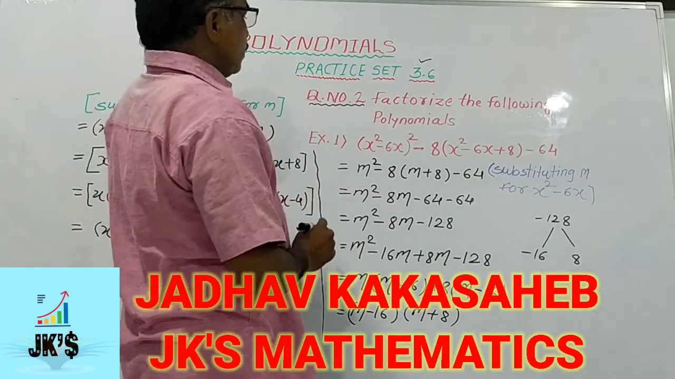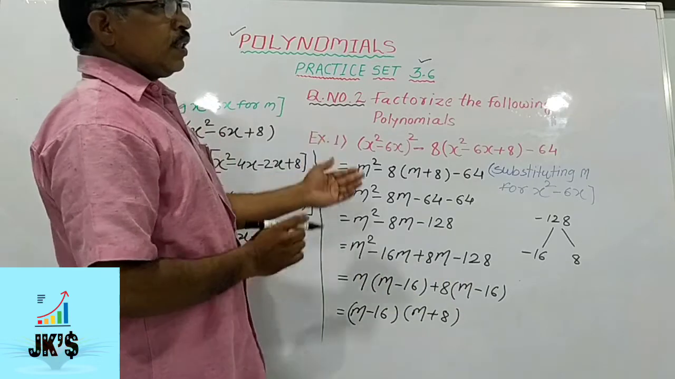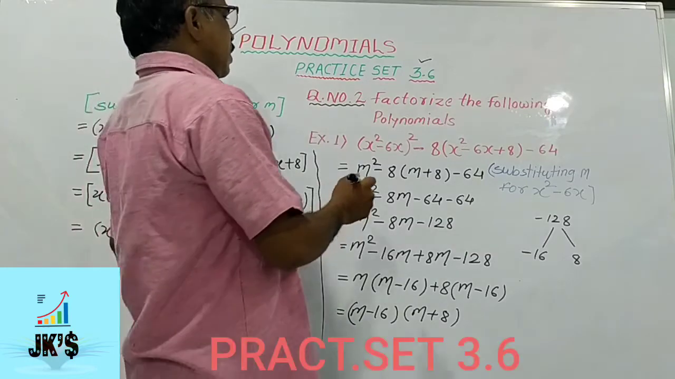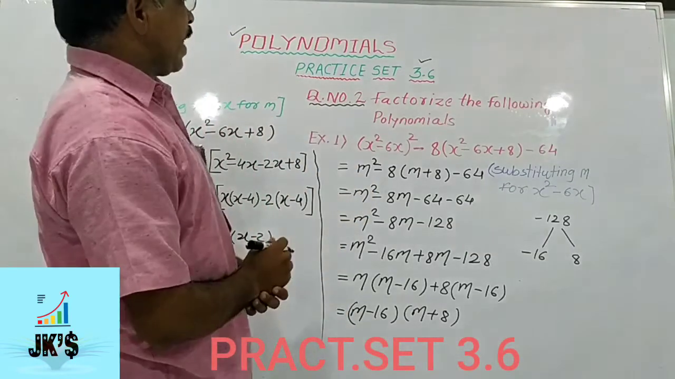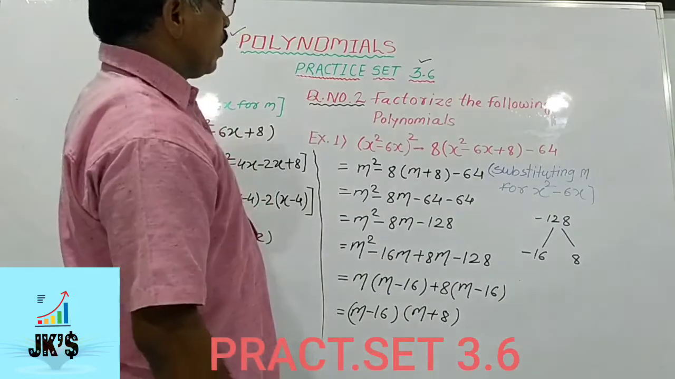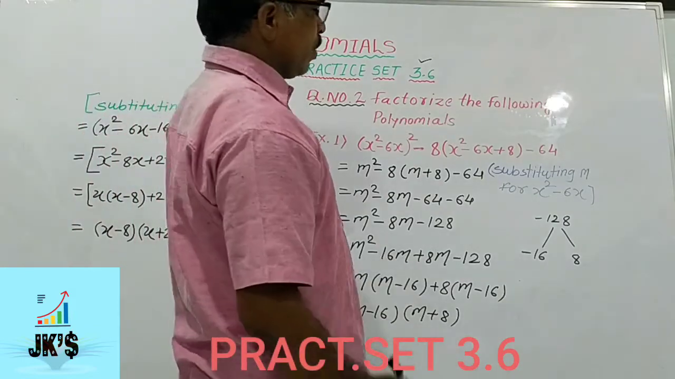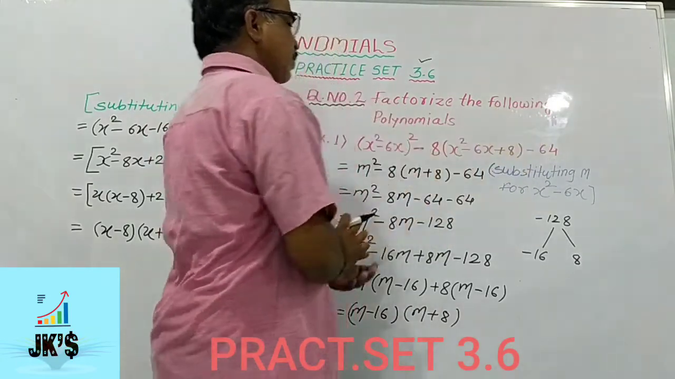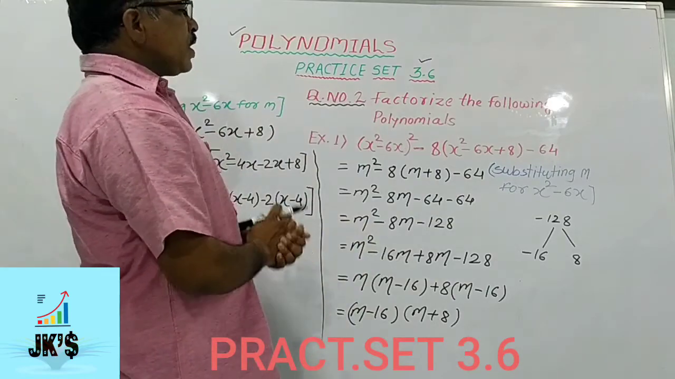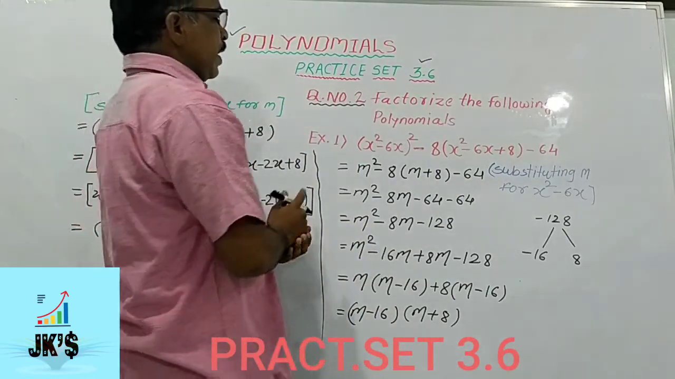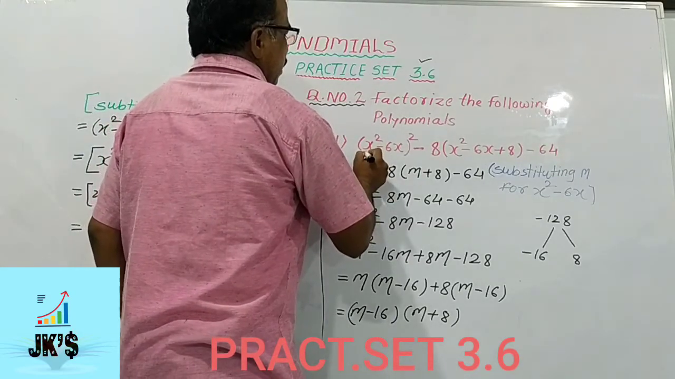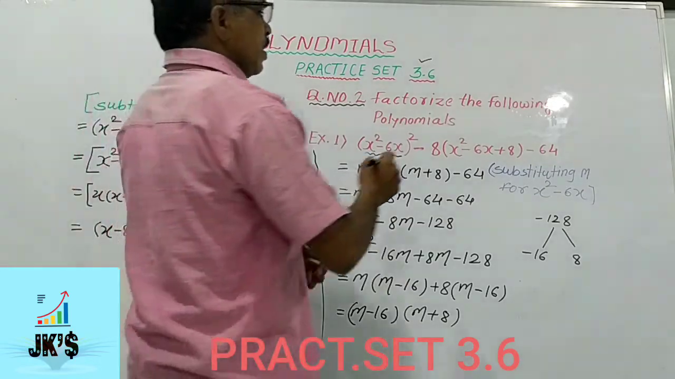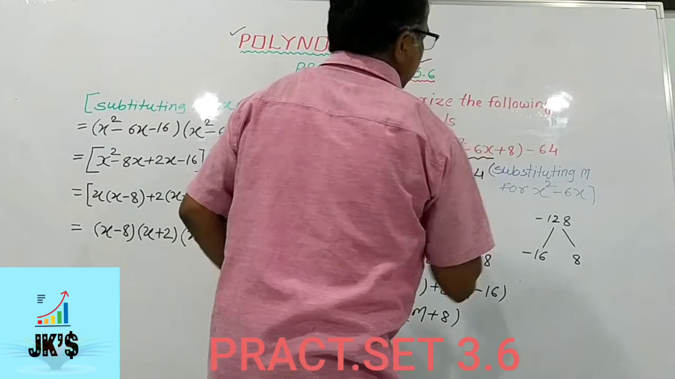The example is, actually this is the third example of this question number 2. We are taking this at first. The example is (x square minus 6x) whole square minus 8 into (x square minus 6x plus 8) bracket complete, minus 64. When we see this example, friends, it is clear that there is a common term x square minus 6x, and this is x square minus 6x.